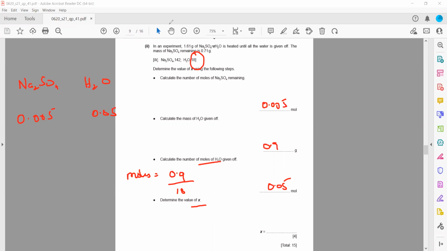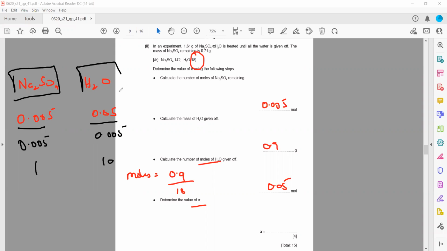Whenever we want the simplest ratio, we always divide by the smallest value. So the smallest value is 0.005, and we'll divide both of them by 0.005. So this will be 1 and the other one will be 10. So it means if we have 1 molecule of sodium sulfate, we will have 10 molecules of water.